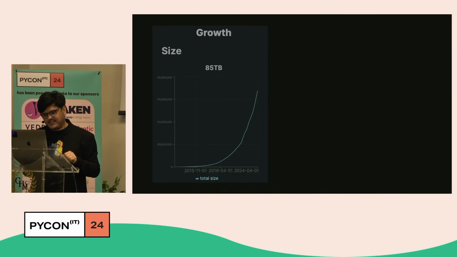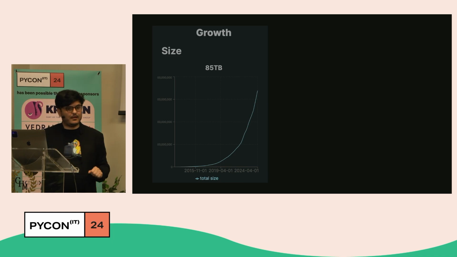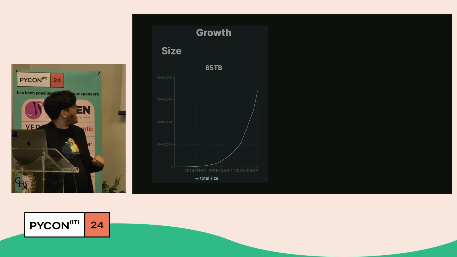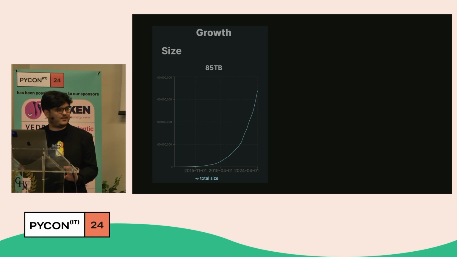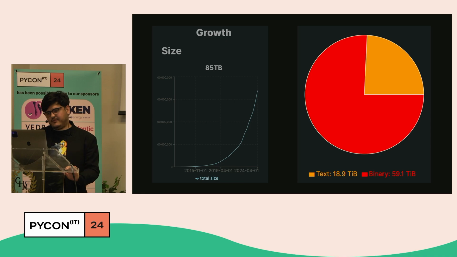So the Python package index is right now 85 terabytes big, and it's growing fast. So you can take a look. That is awesome. So congratulations. The Python community is clearly very active and producing a lot of work. And if you look at the growth, it's not going to take long to reach and surpass 100 terabytes. Great. But then if you look at the split, 3/4 of all that data is binary data.